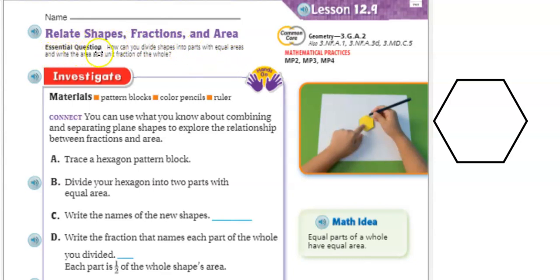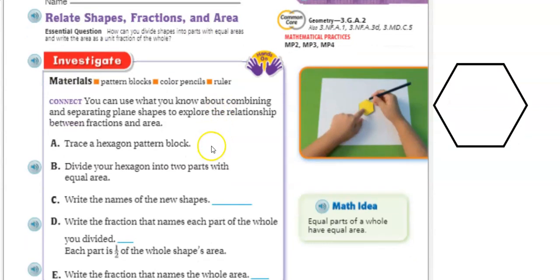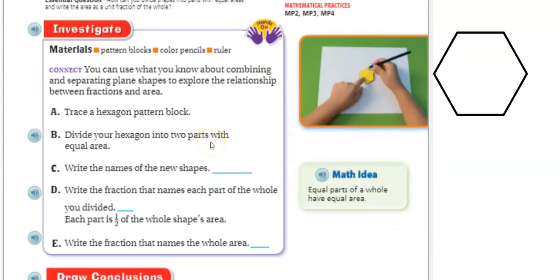So the essential question is right up here, and it says, how can you divide shapes into parts with equal area? So there's equal, and then area is like the flooring, it's the inside of a shape that we're talking about. And write the area as a unit fraction of the whole. So we know fractions, we have numerators, which talks about how many parts you're talking about. And then you have the denominator, which is how many are in the whole. So we're just going to review all of this as we go.